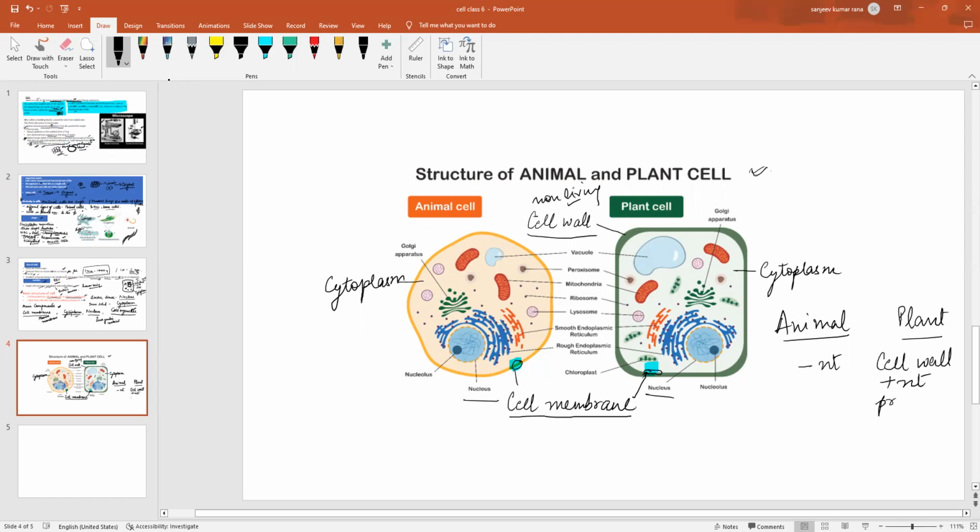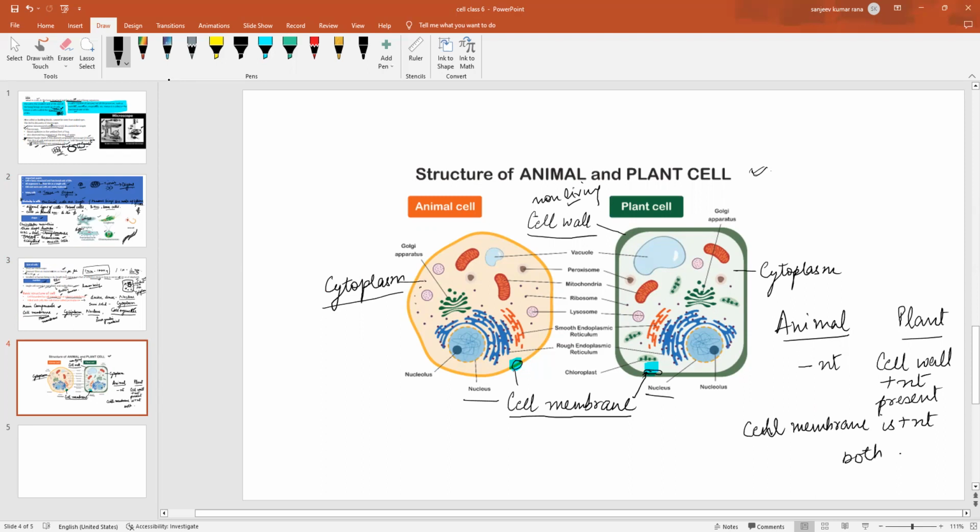Present, I have written in short this way. Then the cell membrane is present in both plant and animal cell. Okay, then the third component, that is cytoplasm.